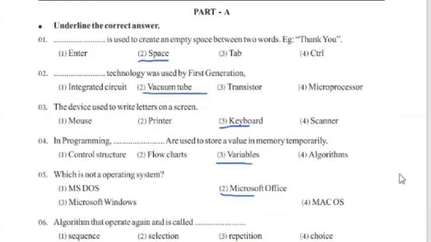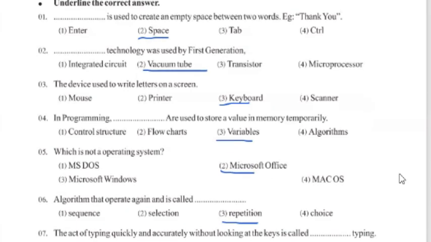Part A, underline the correct answer. The correct answer for the first one is space. Space is used to create empty space between two words. This example has been given. When we use the enter button, it goes to the next line. So the first one, the correct answer is space.